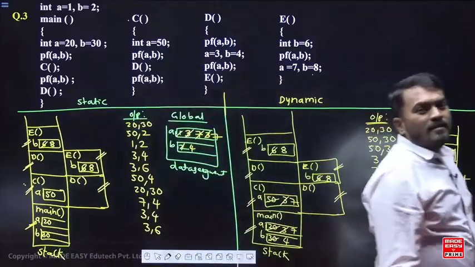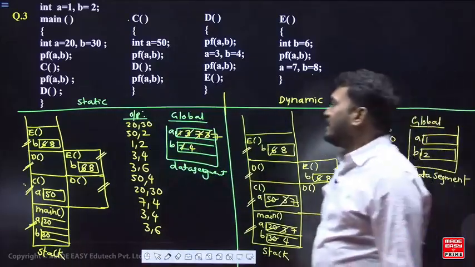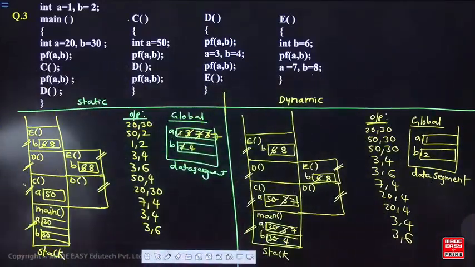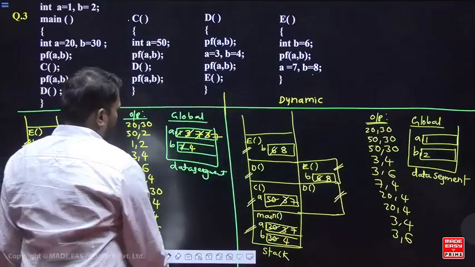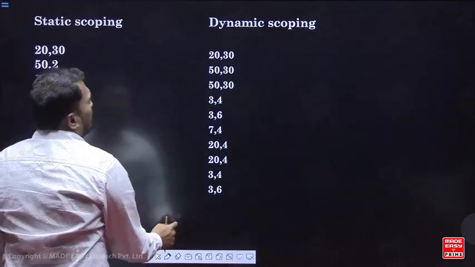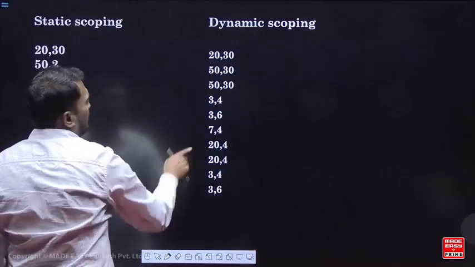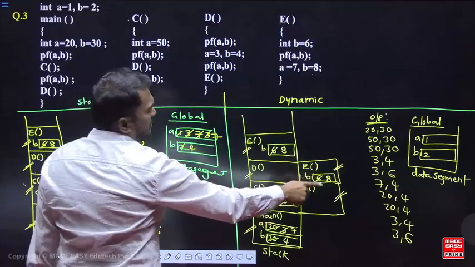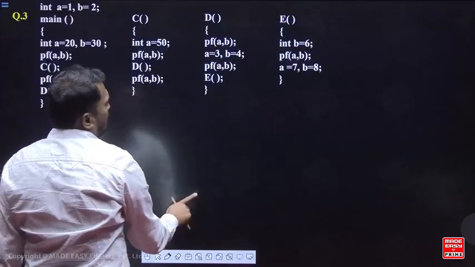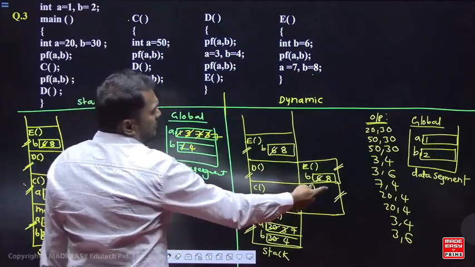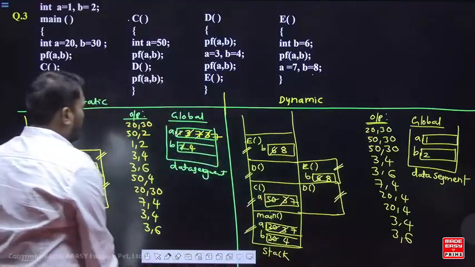Right? Done? So just check the output. 20, 30, 50, 30, 3, 4, 3, 6, 7, 4, 3, 4, 3, 6, 7, 4, 24, 24, 3, 4, 3, 6. 24, 24, 3, 4, 3, right, correct.